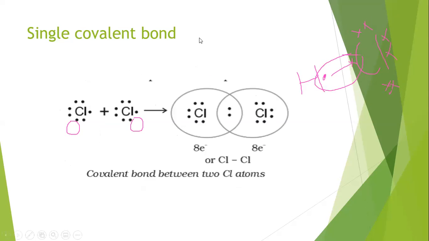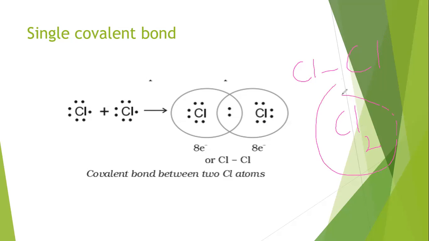Here you can see another example of a single covalent bond, a bond between a chlorine atom and another chlorine atom. This is chlorine gas, the chlorine molecule. As we know, chlorine has 7 electrons in its outermost shell, so both chlorine atoms will share their 1 electron in this way. Now you can see the octet of both atoms is completed by sharing their electrons.